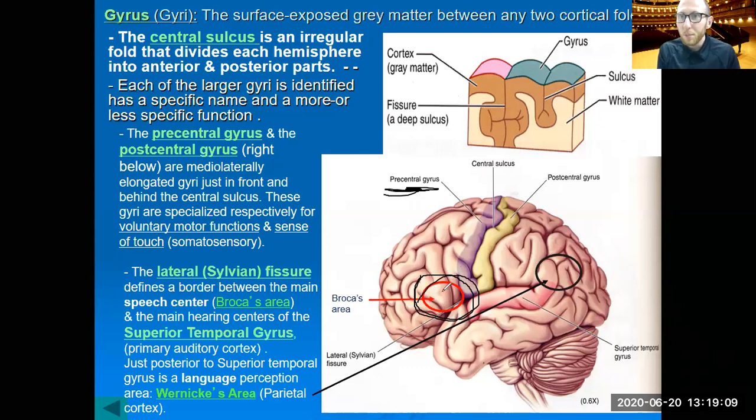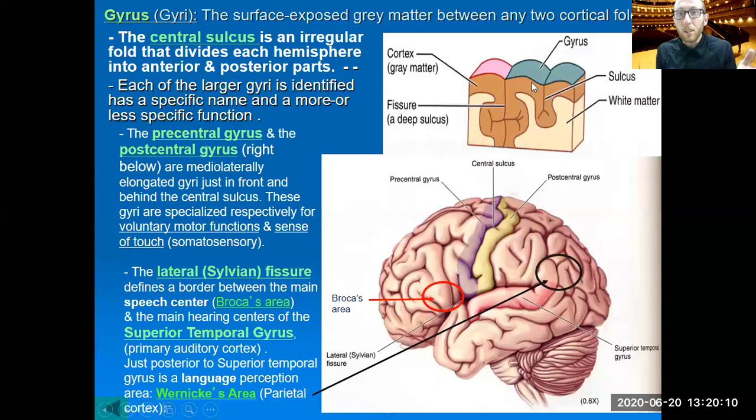You've got to have speech production, or producing speech, or something like that in your answer on the exams. You can't just say speech, because there's another one called Wernicke's area back here in the parietal lobe that deals with speech comprehension. So Broca's is speech production, Wernicke's speech comprehension.